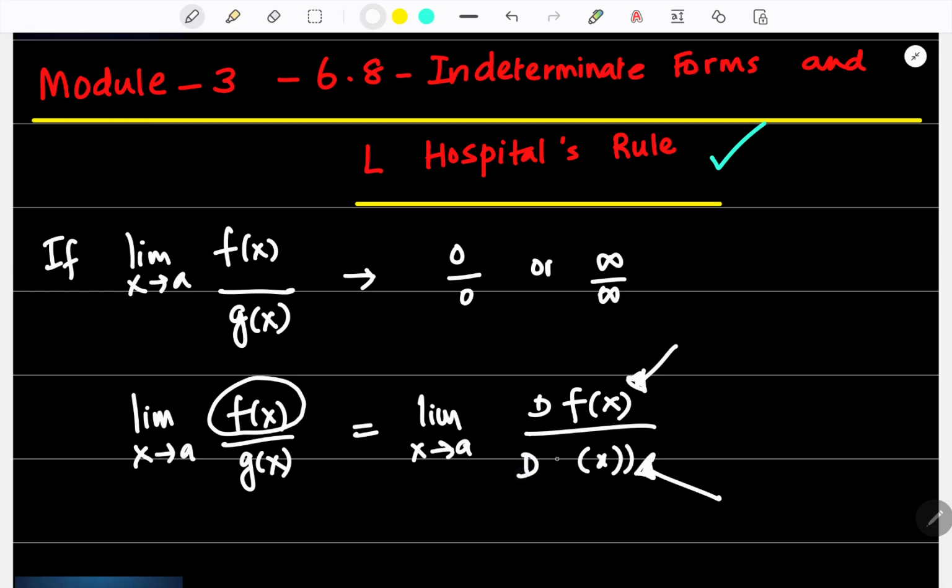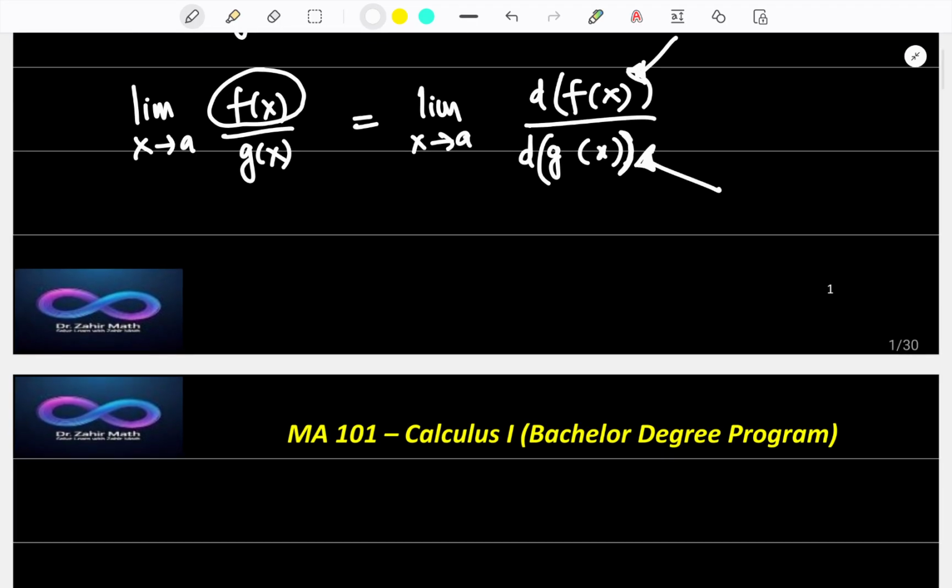Clear, everybody? I put derivative as d. You can use small d, you can use capital D, whatever it is. Do the derivative for the numerator and do the derivative for the denominator. Until the limit becomes solvable, you can apply L'Hopital's rule repeatedly, right? So keep in your mind, numerator differentiation separate, denominator differentiation separate.